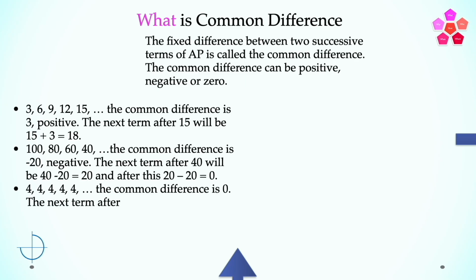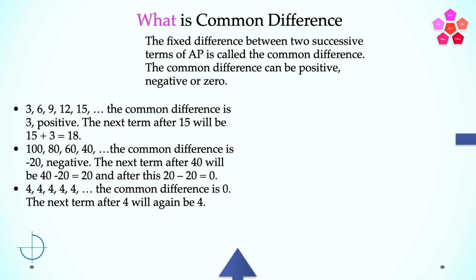The next term after 4 will again be 4, as the common difference is 0. I know this is sounding a bit obvious, but that is how we can apply common sense and identify what is a common difference. All the three lists of numbers given above show arithmetic progression.